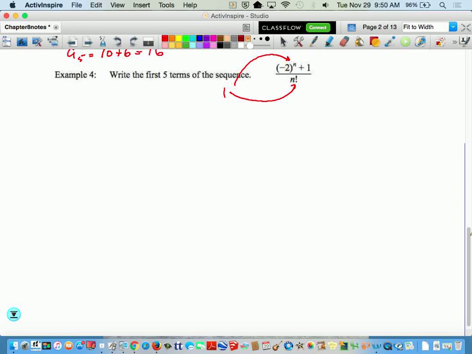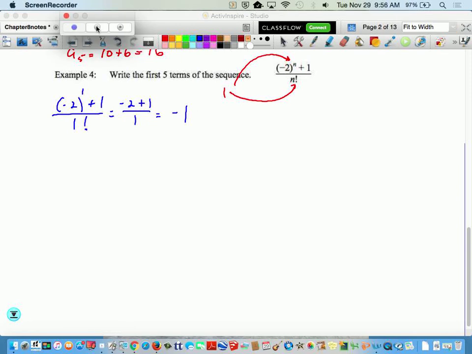So the first term, if I put a 1 in, I'm going to have negative 2 to the first power plus 1 over 1 factorial. Well, negative 2 to the first power is just negative 2. So I have negative 2 plus 1 over 1, because 1 factorial is just 1. So negative 2 plus 1 is negative 1, divided by negative 1, I get negative 1.